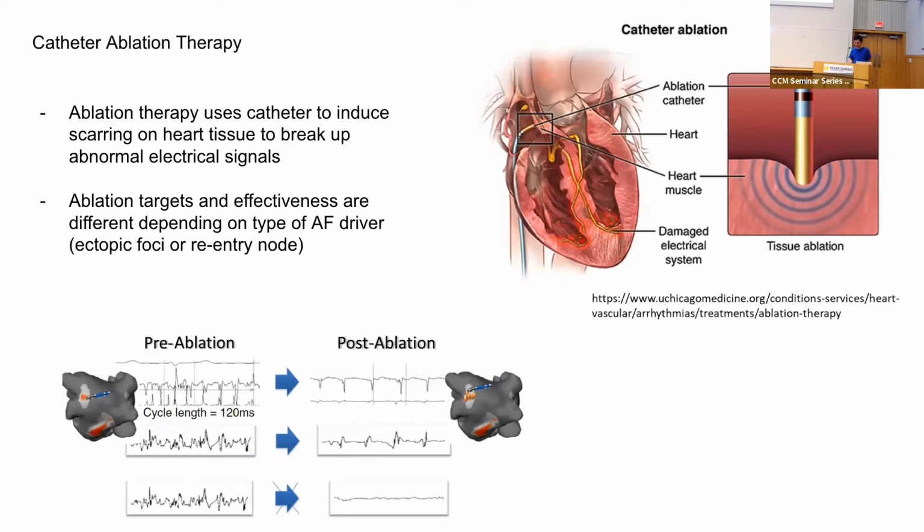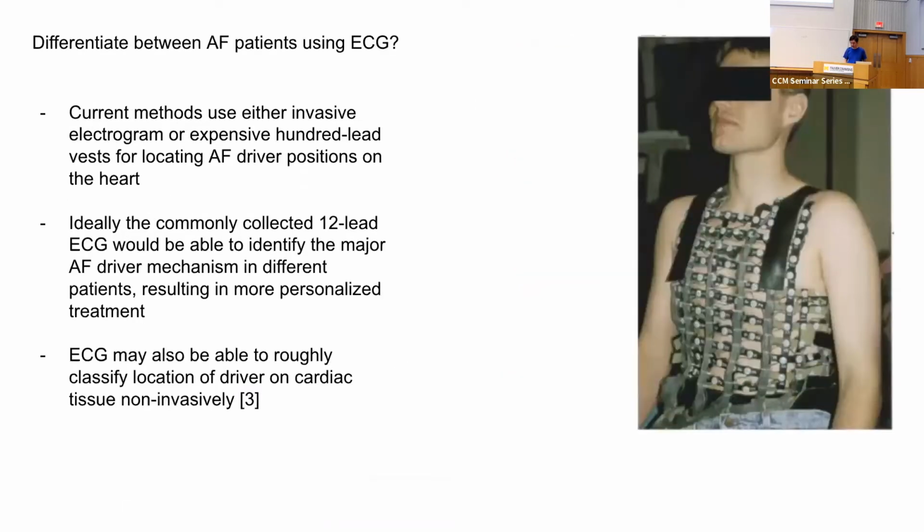And generally, you can see after a couple of spots of ablation, usually the irregularity can be transitioned back into a normal sinus rhythm. And so the current methods usually use invasive electrograms, which involve moving a catheter through the vein into the heart, or expensive vests for locating atrial fibrillation driver positions in the heart.